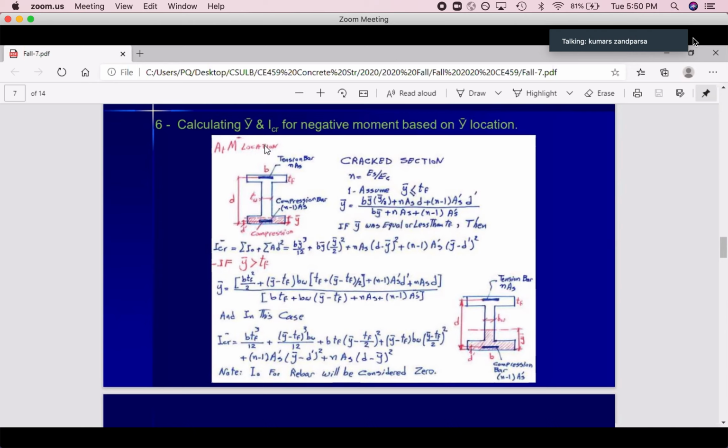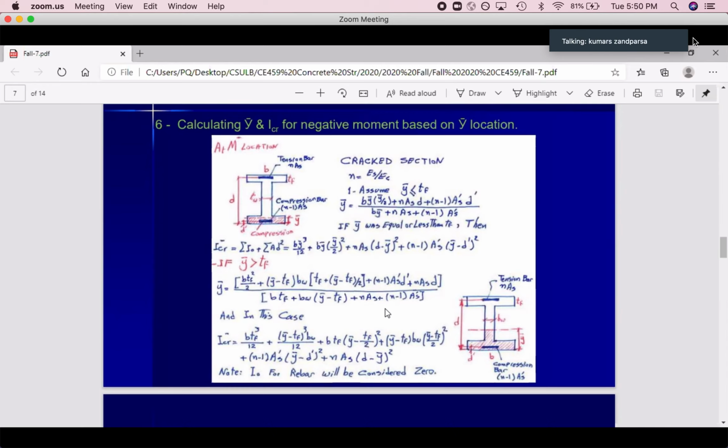Do the same. Just rotate this 90 degrees. Again, I assume that Y bar is inside TF. Look at this. For positive moment, I consider it on top. For negative moment at the bottom, do the same. Nothing is changed here. Just go with this one.